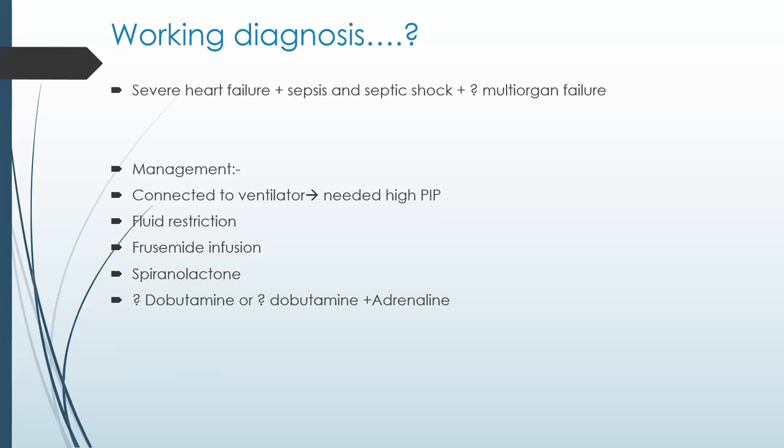So management started: connected to ventilator, needed high PEEP. Fluid restriction, furosemide infusion, spironolactone, dobutamine. On admission, we started bolus furosemide, and after that we started a high dose infusion. We added spironolactone and initially needed some inotrope. Here we were considering dobutamine or dobutamine plus adrenaline. This is the confusion. So because of this problem, I started both. But after 2 hours, the child's vitals improved.